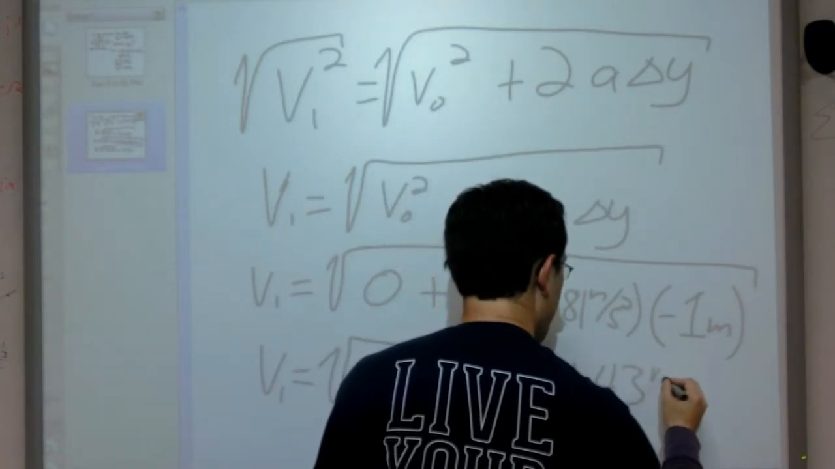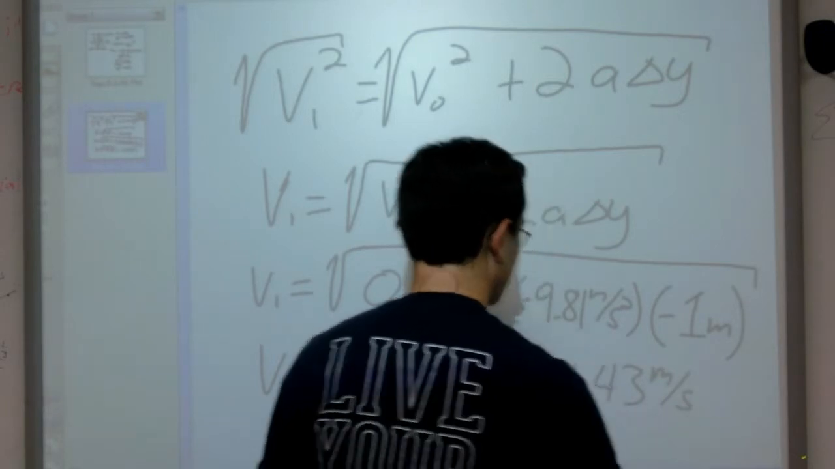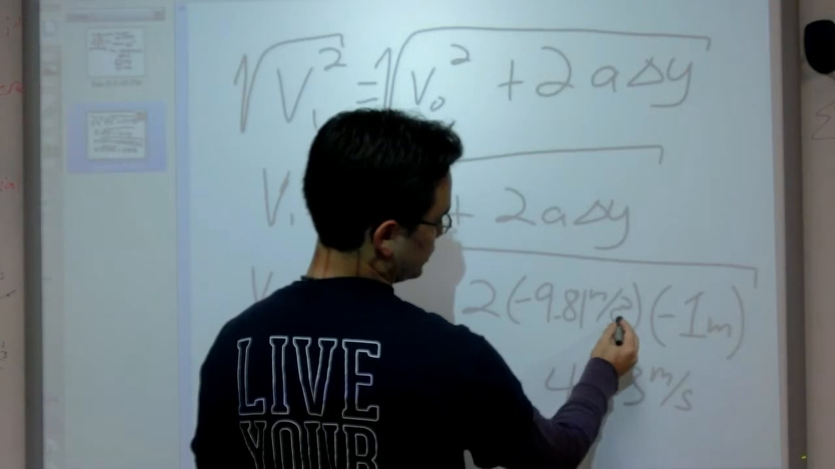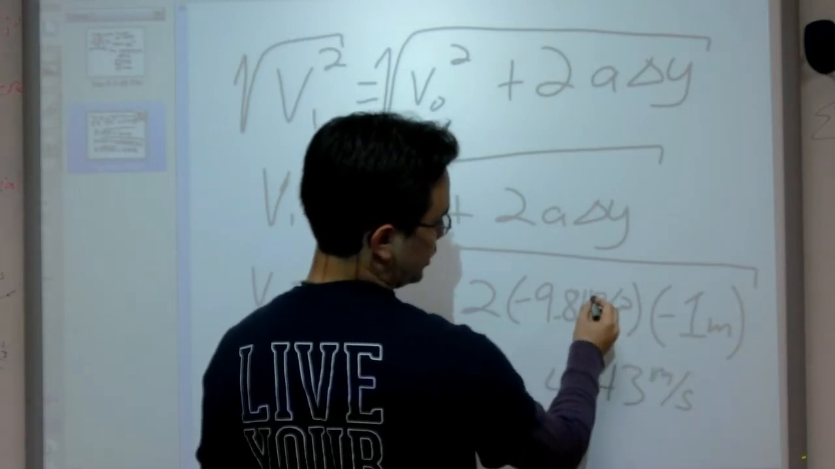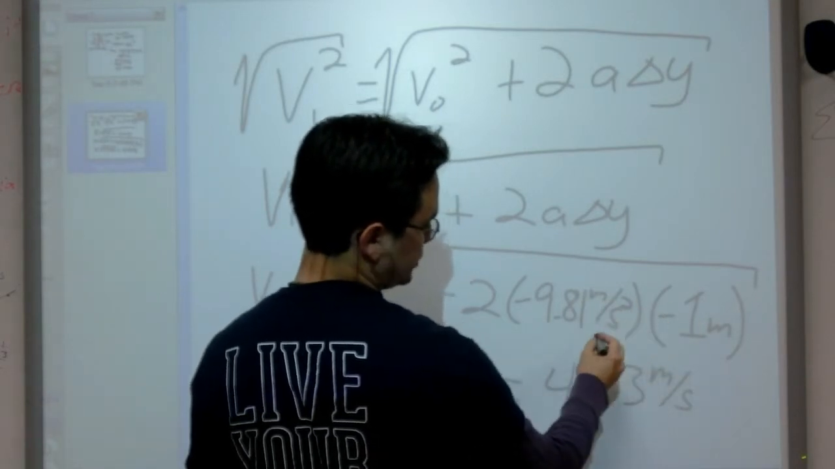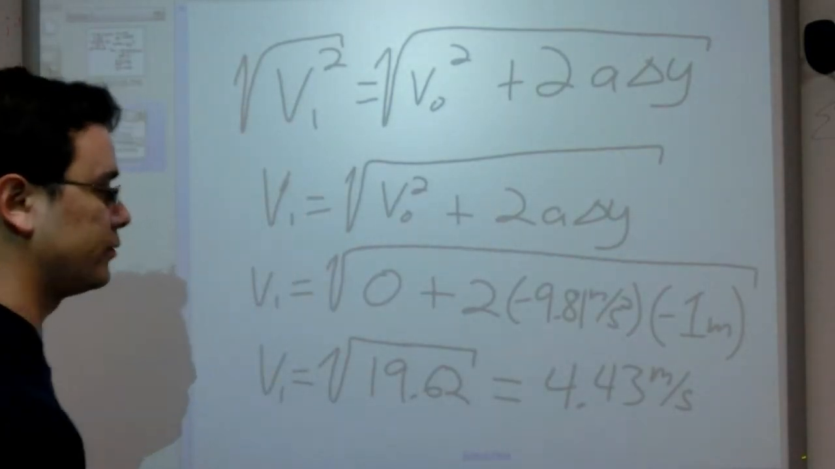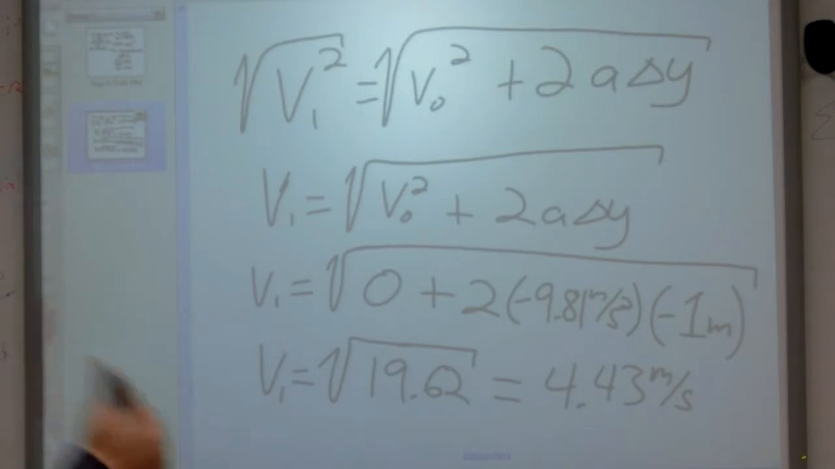4.43 meters per second. Okay, because we had meters per second squared times meters, so we end up with meters squared per second squared. But then we take the square root of it, so it gets rid of those squares, and we're just left with meters per second. So our units work out, which is great.